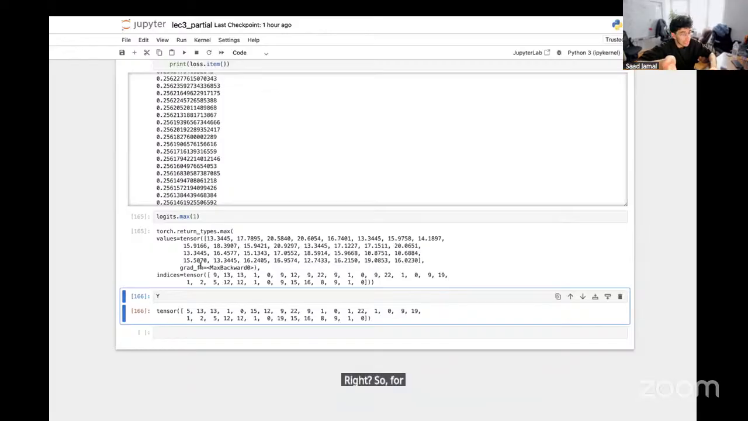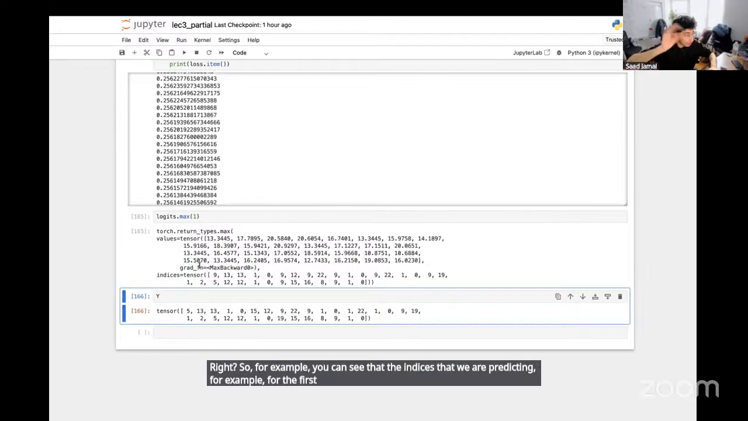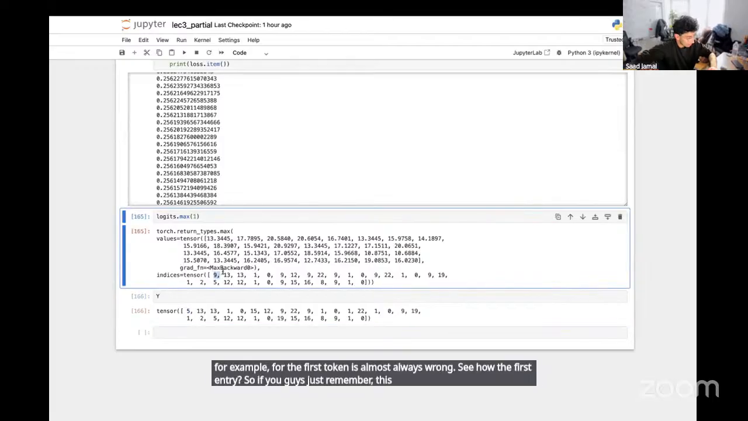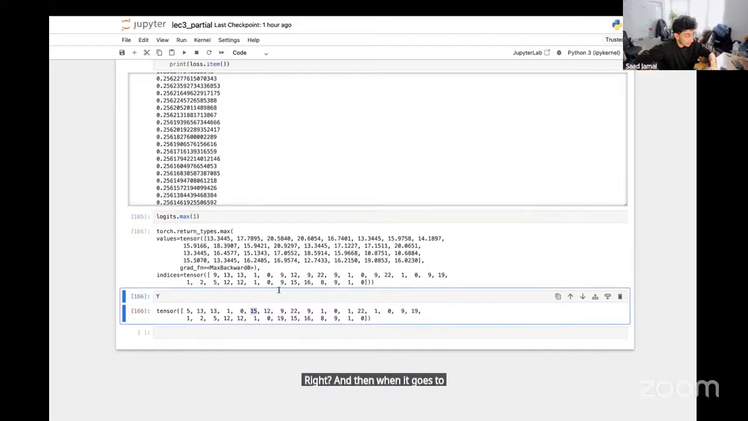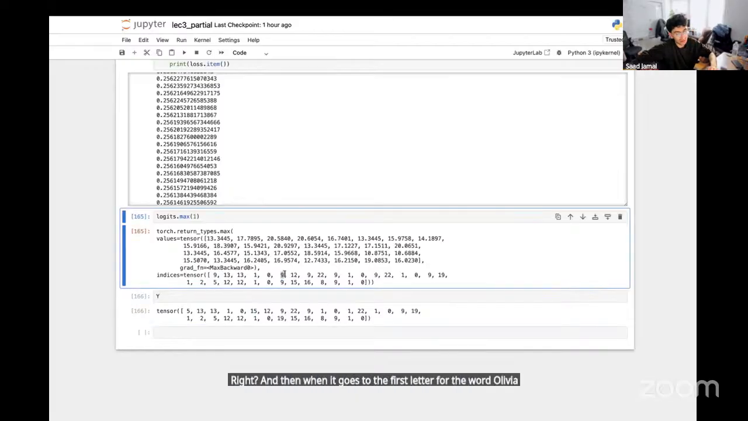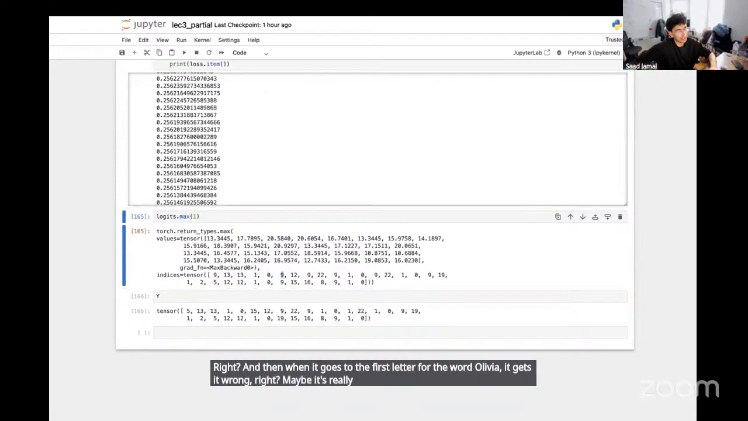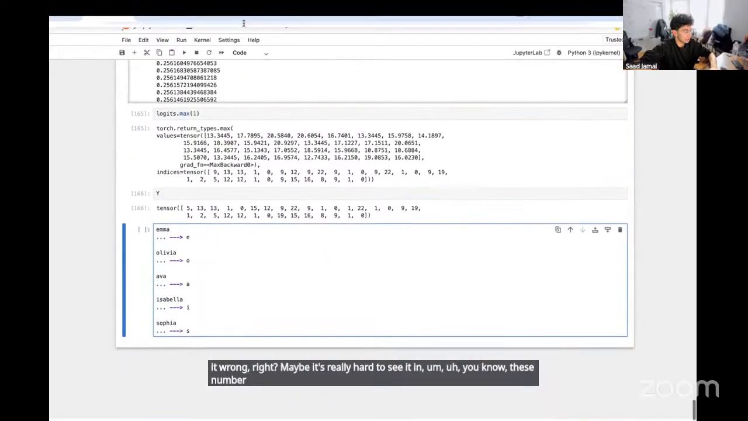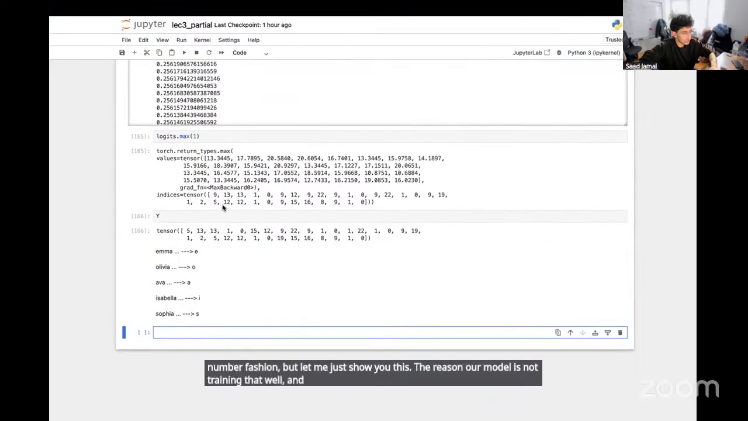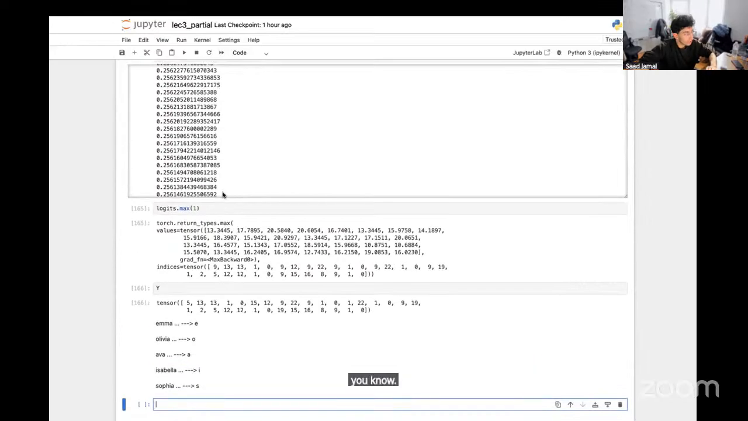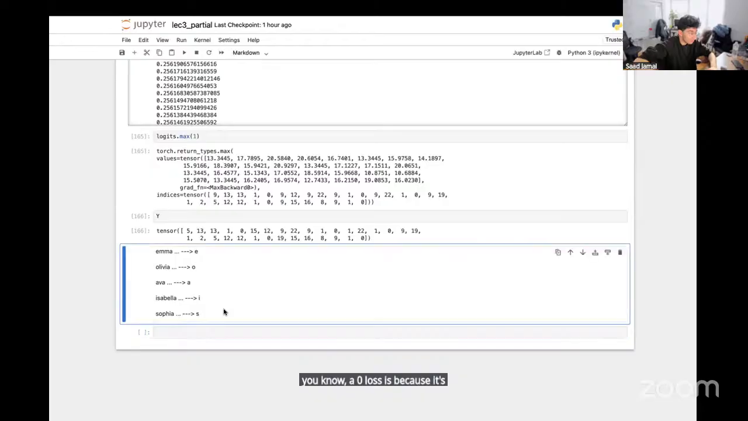So for example, you can see that the indices that we are predicting for the first token are almost always wrong. If you guys just remember, this is E. We predicted something wrong. This is M, this is M, this is M, this is A. It's predicting Emma correctly. And then when it goes to the first letter for the word Olivia, it gets it wrong. Maybe it's really hard to see it in this number fashion, but let me just show you this. The reason our model is not training that well and isn't able to achieve a zero loss is because it's actually pretty confusing. Check this out.